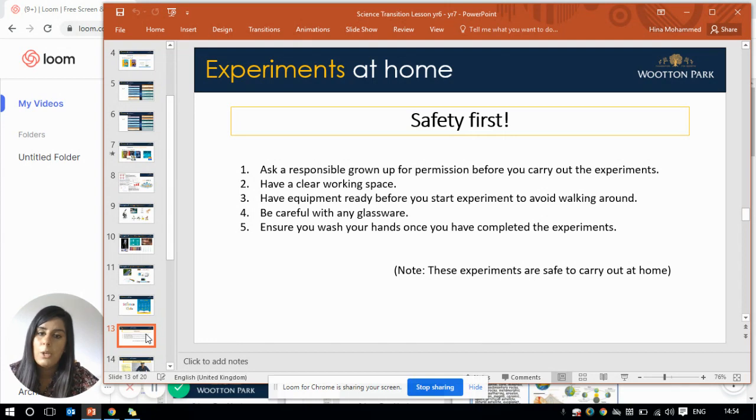Make sure you have a clear working space. Have equipment ready before you start the experiment to make sure that you're not walking around during experiments. Be careful with any glassware. And once you finish, make sure you wash your hands.